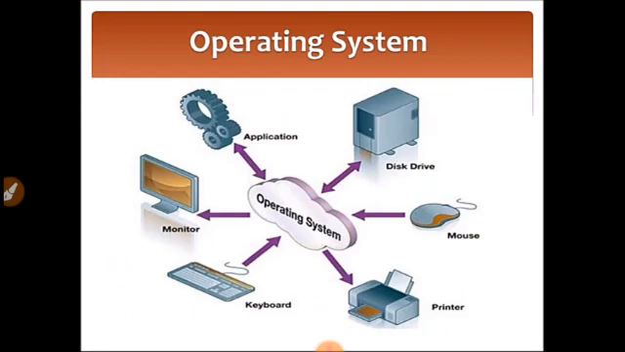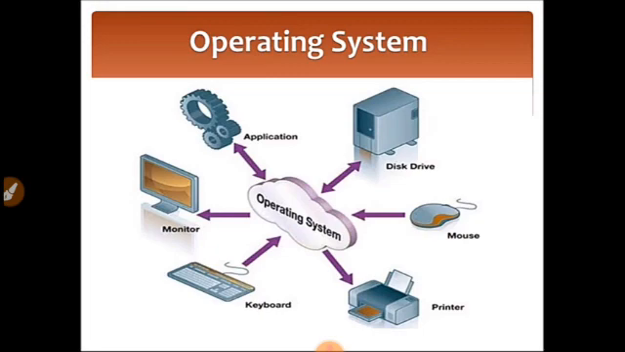Let's say I want some more memory, I want to save something, or I have attached a device, let's say a pen drive. If you observe, sometimes a message comes, new device connected, and that is shown because of the operating system only. Without an operating system you cannot do any work. In this diagram also, the operating system is connected with the application as well as the drive, mouse, printer, keyboard, monitor, everything. Without them it will not work properly.